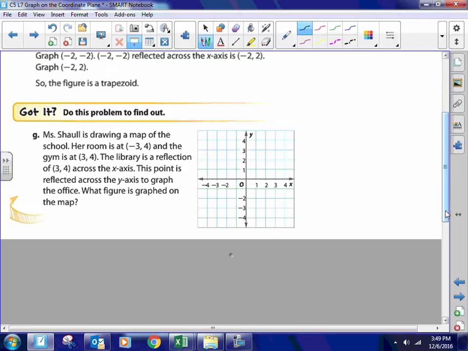Okay? Miss Shaw is drawing a map of the school. Her room is at -3, 4. So we'll go ahead and go to -3, 4, right? I'm going to label the points since it didn't give us an A, B, C, or D. All right? So I label that.